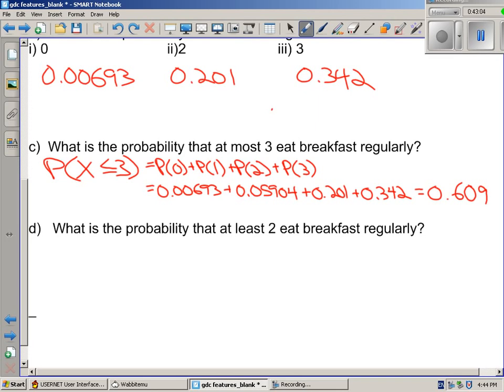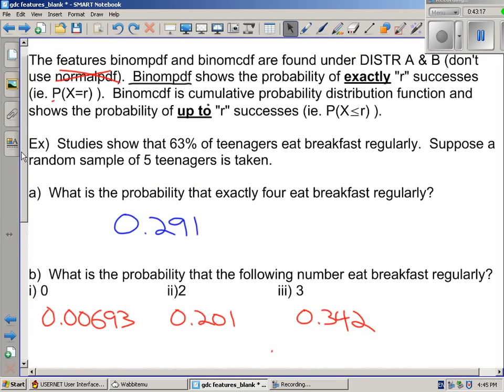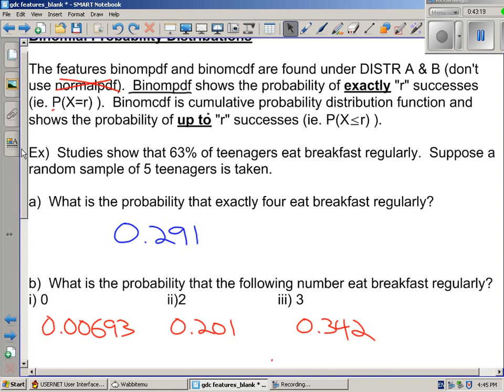But there's also a little slicker way to approach it. This is where binom CDF comes into play, the cumulative distribution. So let's go back up to the top of the page. It says binom CDF is the cumulative probability distribution and shows the probability of up to our successes.